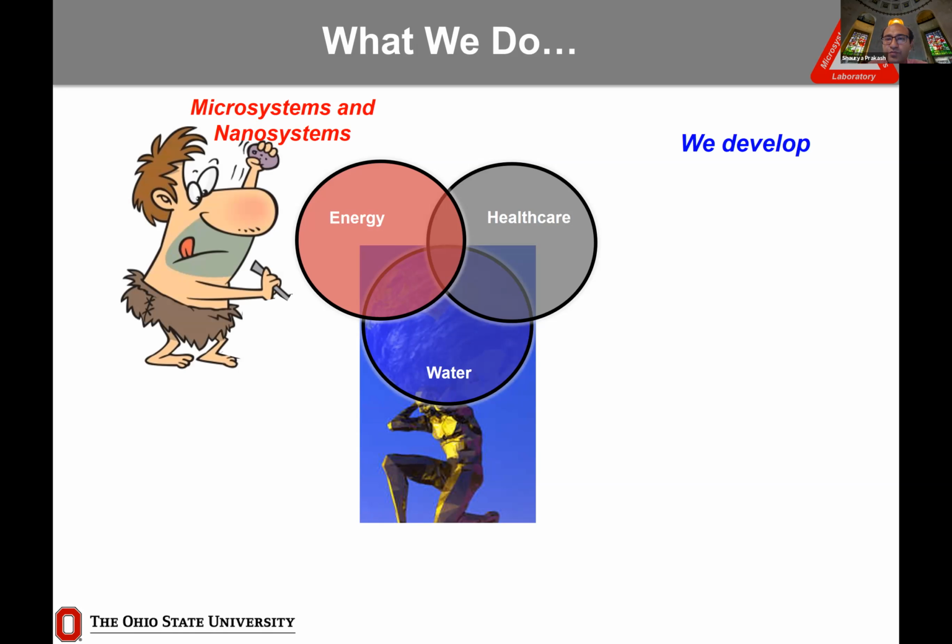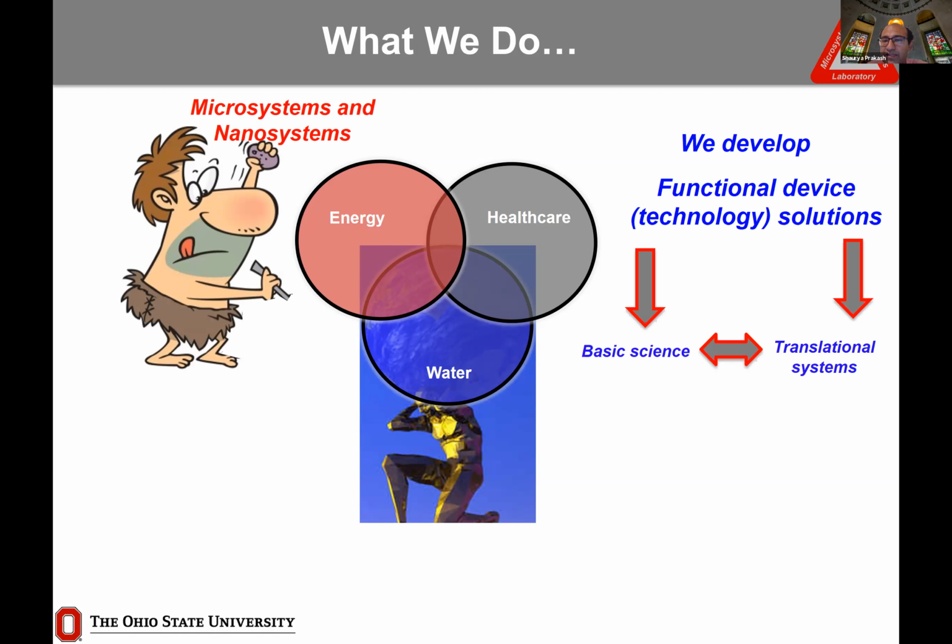So what we really do is we develop what I call functional device solutions or technology-based solutions. And they have two prongs that we address. One is to try and understand what is happening as these nanoscale or microscale systems interact with whatever application space we are in. So there is a fair bit of basic science we do. And there is also a translational part of that, and I'll talk about that in a little bit, but we like to see our devices getting used in the real world. So there is an iterative path between the basic science and technology components that we do.